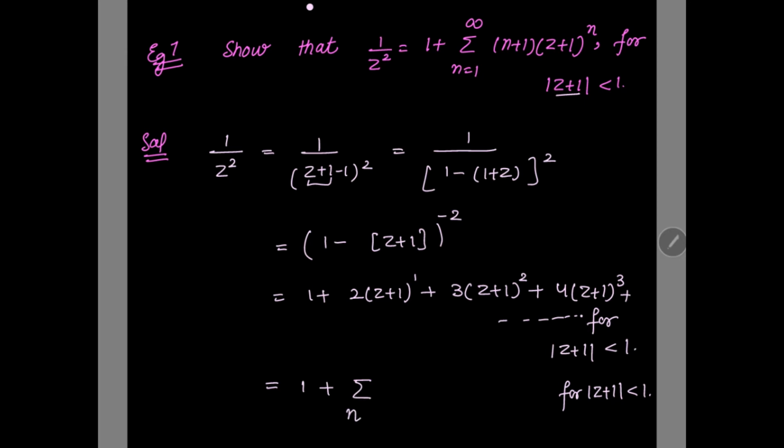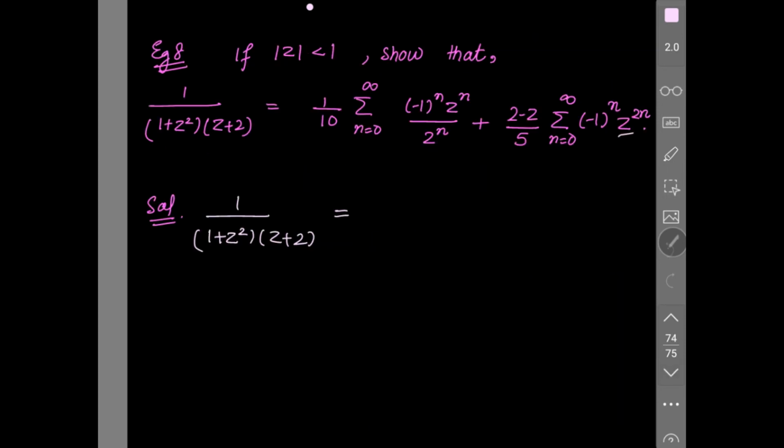Now from where does n start? See, if this is 1, this will be 2. So if this is n, this will be n plus 1. Right? So if you put n equal to 1, you will be getting this second term. Then for n equal to 2, you get this third term. So n should start from 1 up to infinity for mod of z plus 1 less than 1. Right? Next.